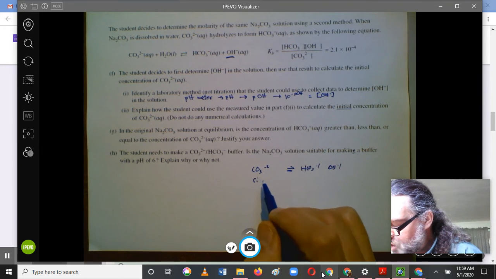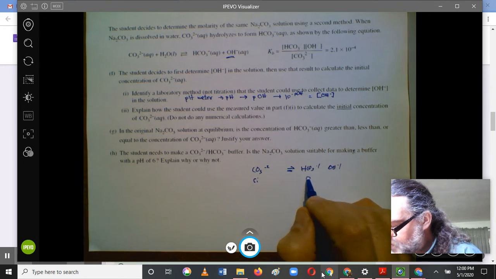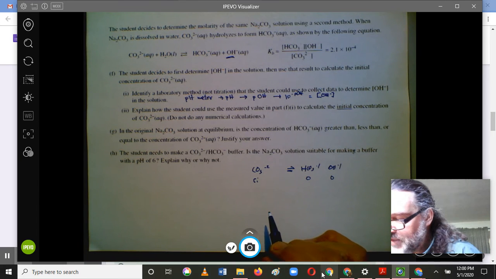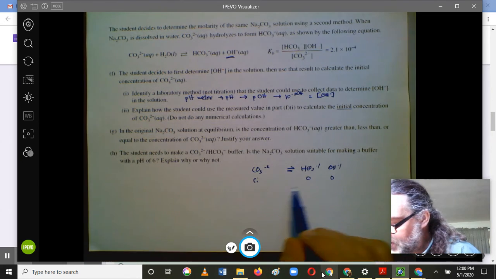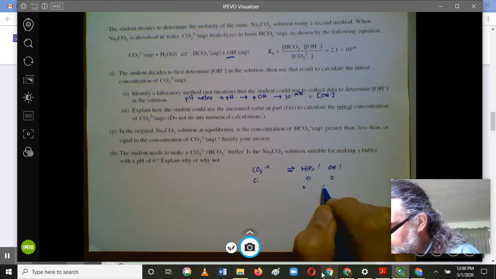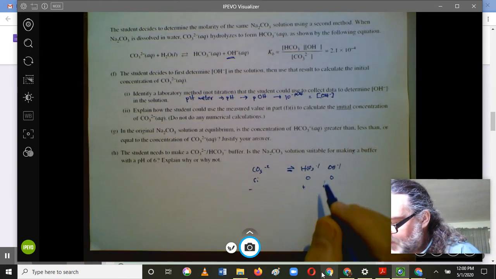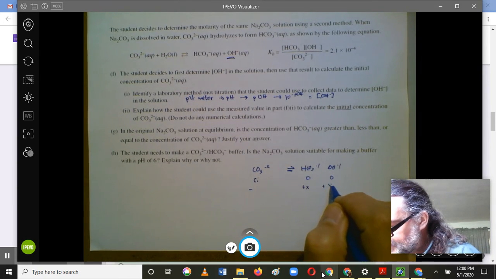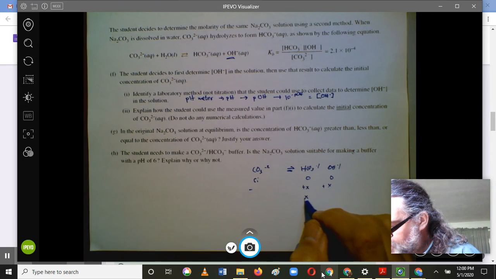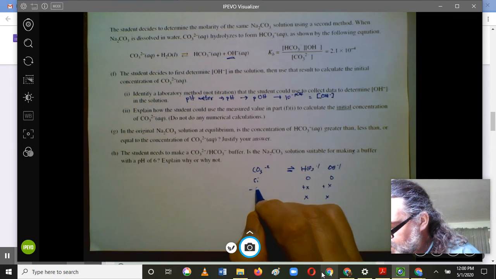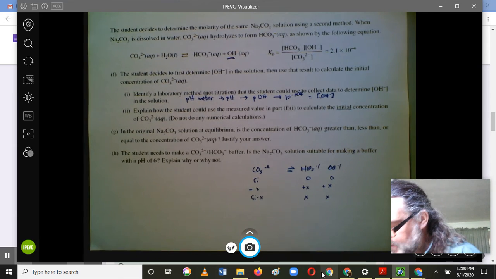Here would be our initial concentration. These would start at 0. That would be initially. There'd be a change. We know that these are going to go up, and this is going to go down. And what value do they go up by? They'll go up by x. So at equilibrium, we'll have x, x, and this is going to go down by x. We'll have that initial concentration minus x.